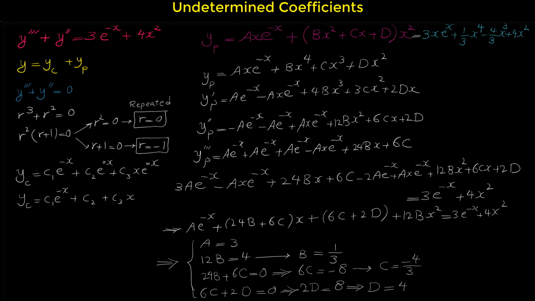So the general solution is the sum of the complementary solution and the particular solution. So this equals c sub 1 e to the -x plus c sub 2 plus c sub 3 x plus all of this: 3x e to the x plus 1/3 x^4 plus, actually minus, 4/3 x^3 plus 4x^2. And this completes this question.